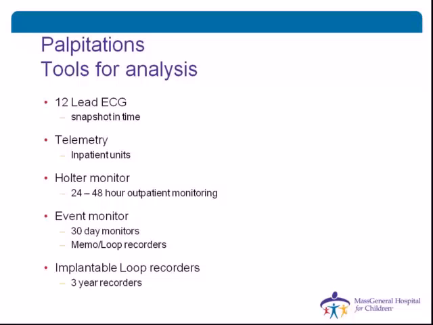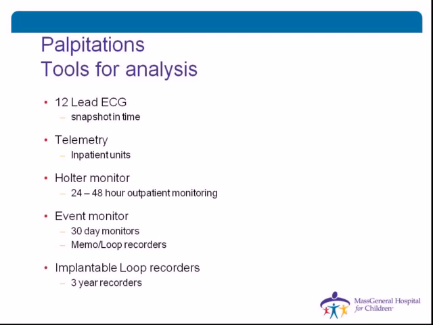There are many tools for the analysis of palpitations. They all have various strengths and detractions. The 12-lead electrocardiogram is excellent and may point to structural abnormalities or presence of accessory pathways, such as in Wolff-Parkinson-White. The electrocardiogram, however, is only a very brief snapshot in time and does not capture an arrhythmia unless the patient is actively having an arrhythmia at the time of the EKG.